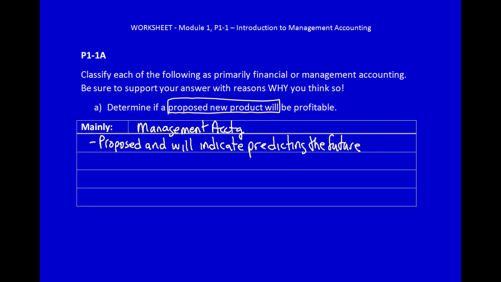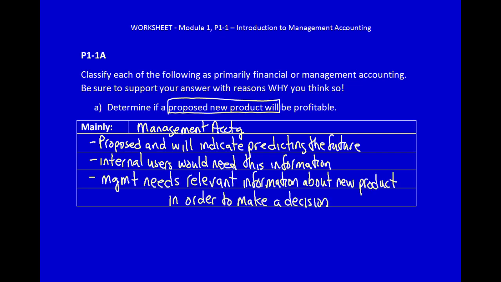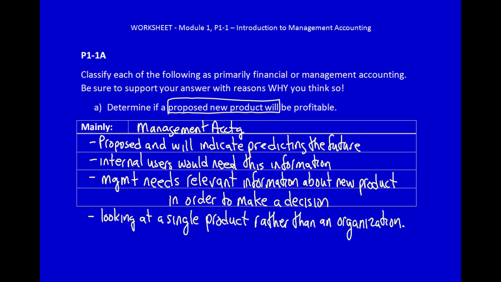It looks like we'll be reporting to internal users, like the production manager, and we know that management accounting is produced for internal users. We're going to provide relevant information to management so that they can make a decision moving forward. That references management accounting. Financial accounting, remember, is reliable information that we can verify. And finally, we're looking at a single product, which references management accounting, rather than the organization as a whole, which is what we do in financial accounting.